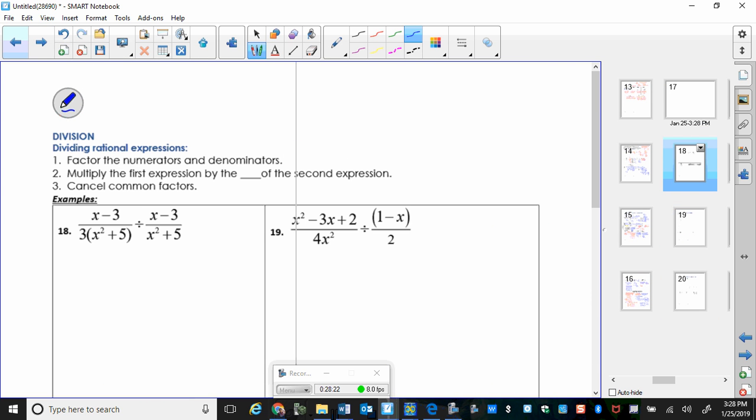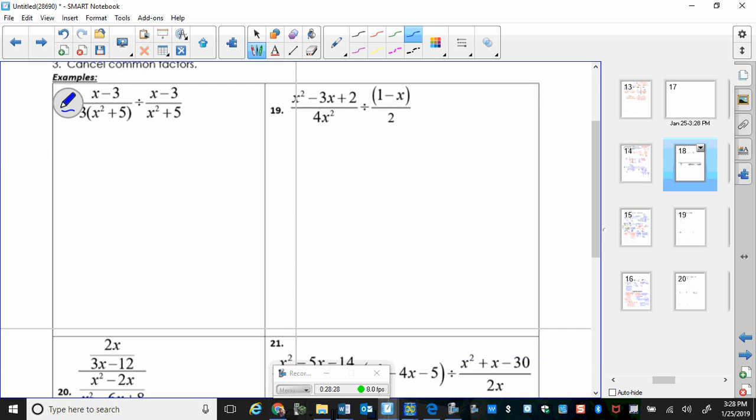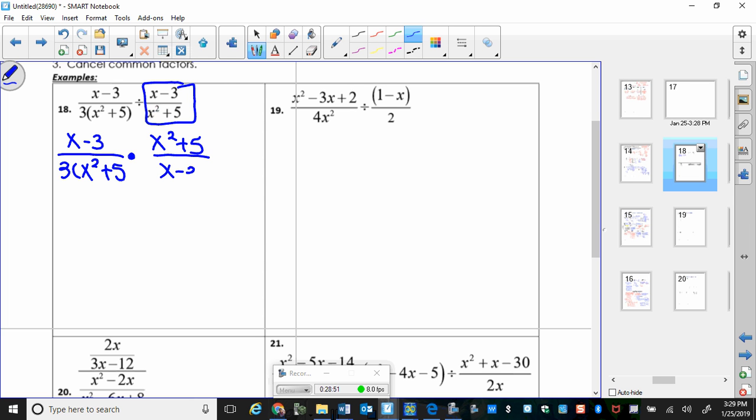Now, for division, it's a little bit different because we have to respect the reciprocal here. We're doing some of the same steps, except we're flipping the second portion completely over and making sure we don't have to factor anything. So we have x minus 3 divided by 3 times the quantity of x squared plus 5. Multiply x squared plus 5 over x minus 3, right? This cancels, and then this cancels, and I'm left with 1 at the top. This simplifies to 1 over 3.